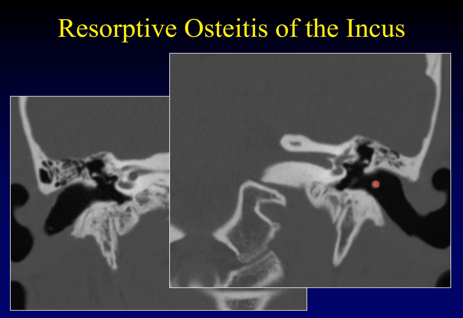Here is a patient with resorptive osteitis of the incus. Here is the body of the incus. The short process is missing. There's nothing coming up to meet the stapes, and in fact, it's displaced slightly. It's fallen slightly inferiorly because it no longer has that support from the incudostapedial joint. So this little line right here is missing over here. That is resorptive osteitis of the incus as a result of ischemia to the incus itself.